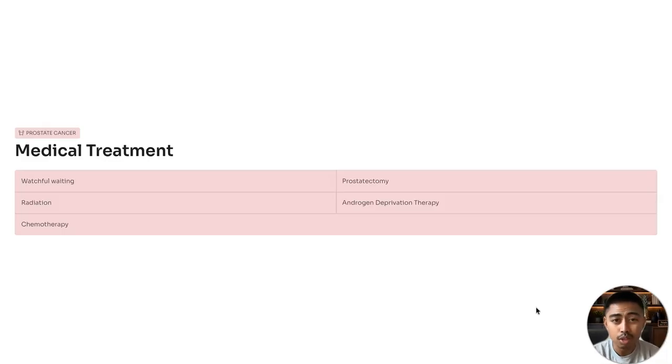Typically, if life expectancy is less than 10 years, then watchful waiting is going to be the recommendation. And the focus is going to be on quality of life. So no repeated biopsies, less frequent monitoring, and we treat it only if symptoms develop. If recommended, we can do a prostatectomy. We can just remove the prostate itself. We can of course do chemo and or radiation if the patient can tolerate it. And we can also do androgen deprivation therapy, or ADT, which helps reduce the testosterone in the body and slows down the growth of the prostate.